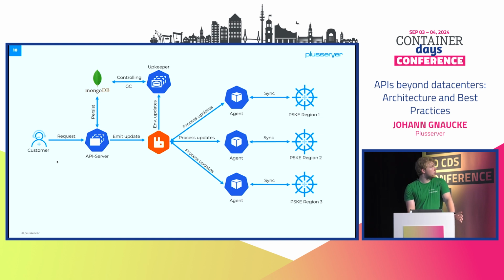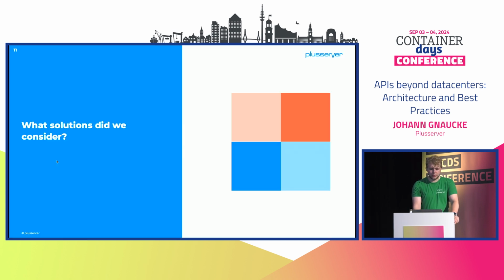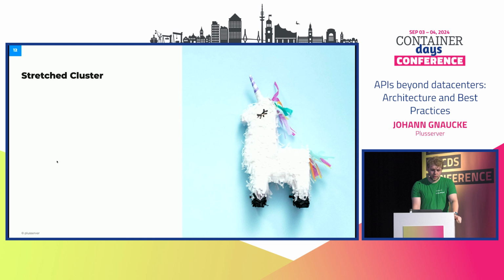Of course, we needed to host this new API somewhere. So we looked at a couple of solutions for running clusters across data centers. The first one was the stretch cluster. So running one Kubernetes cluster with worker nodes and control plane nodes in different data centers.